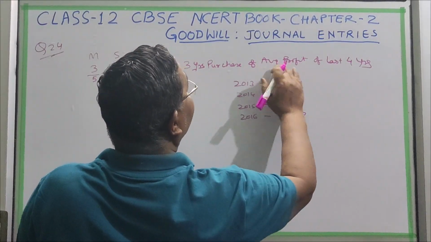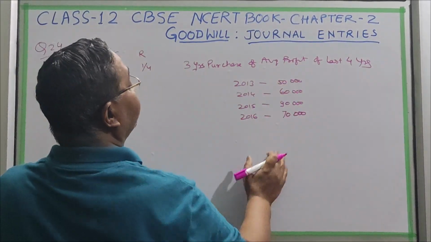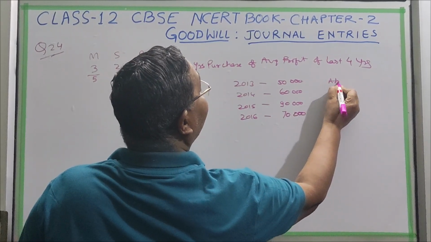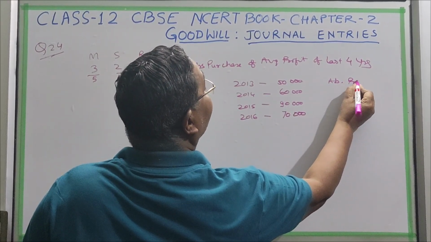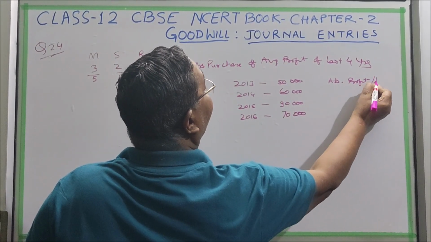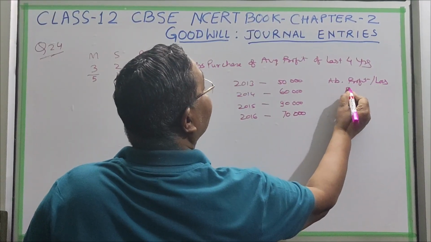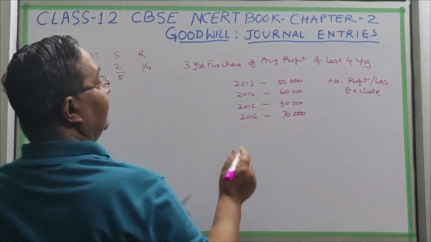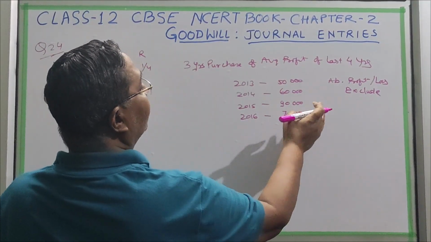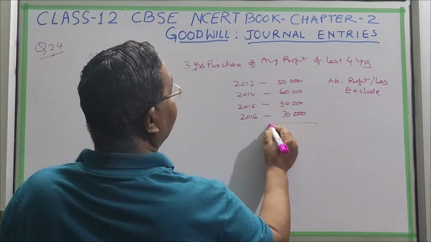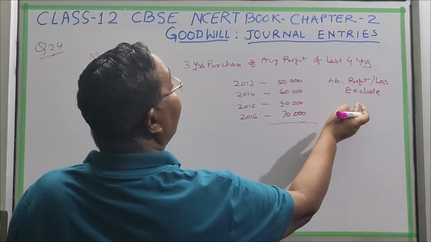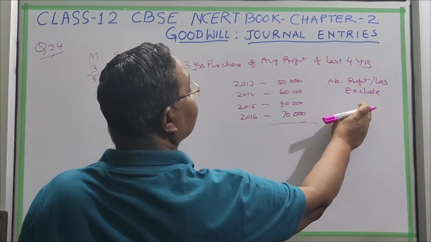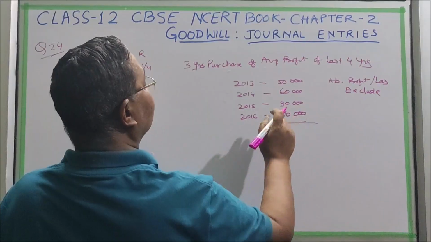Here, whenever you are finding this average profit method, you have to exclude abnormal profit or loss. Exclude and then calculate your average. Here nothing is given, so we are not reducing anything, but you have to be careful. If abnormal profit is there, you reduce it. If abnormal loss was there, you add that loss to the profit.